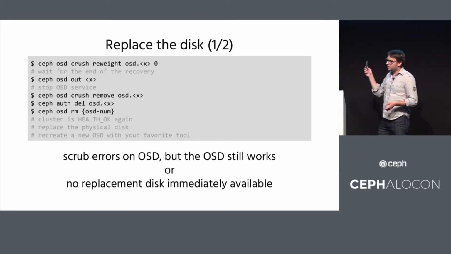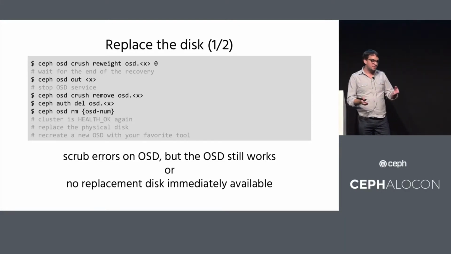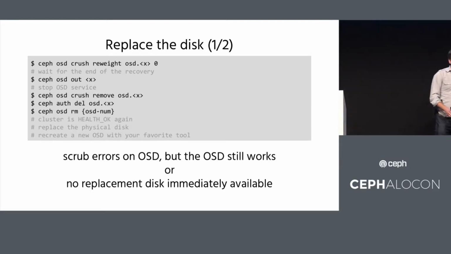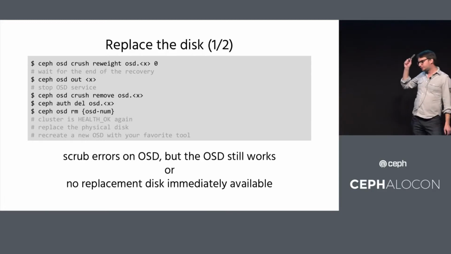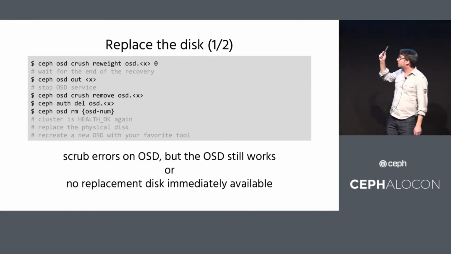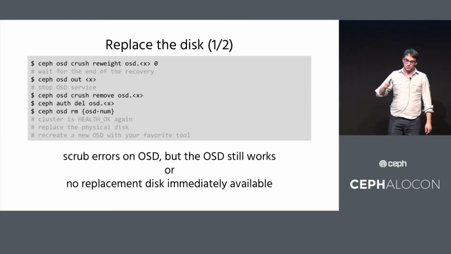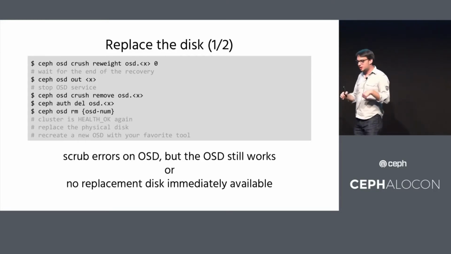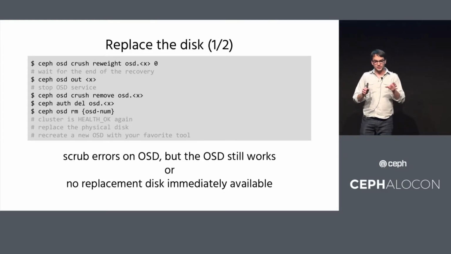This is the safest way to go, because if you don't have a disk immediately available to replace, after the rebalance of the crush map change, after you set the crush weight of your disk to 0, your cluster will be okay, because all data will be okay on a redundancy level.